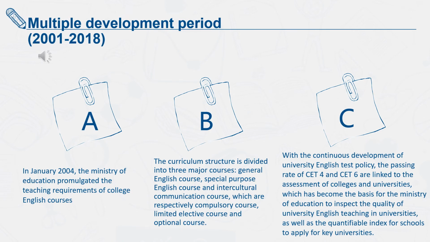During the multiple development period, the Ministry of Education promulgated the teaching requirements of college English courses. The curriculum structure is divided into three major courses: General English course, Special Purpose English course, and the Intercultural Communication course, which are respectively compulsory course, limited elective course, and optional course. And the government makes the CET-4 and CET-6 passing rate linked to the assessment of colleges and universities.